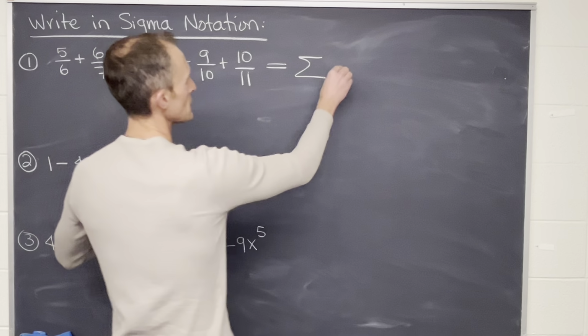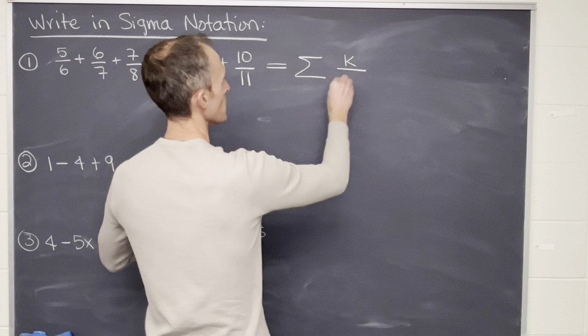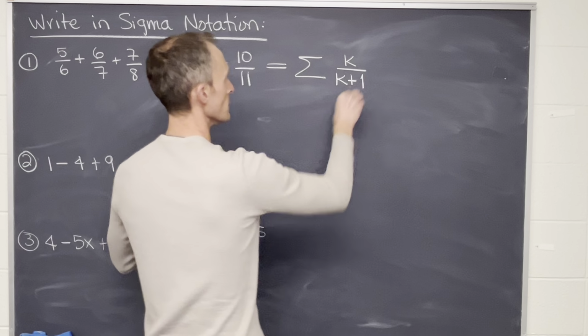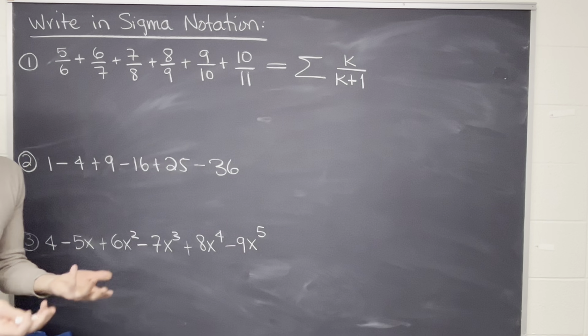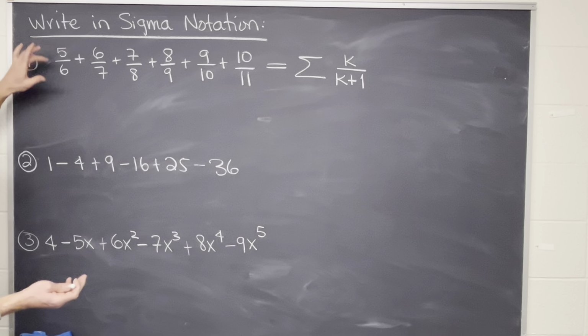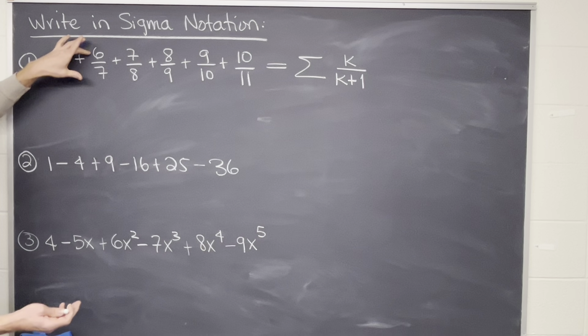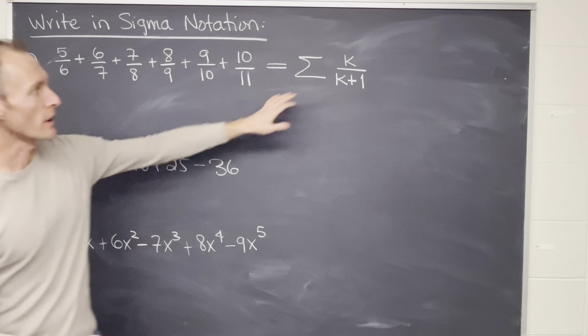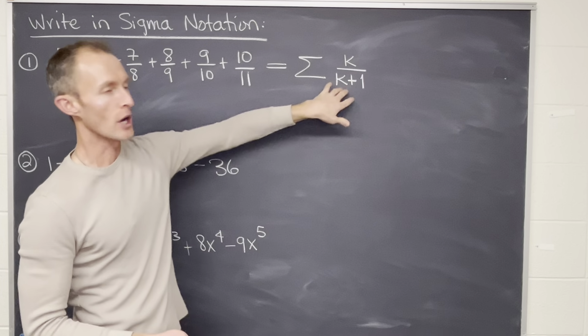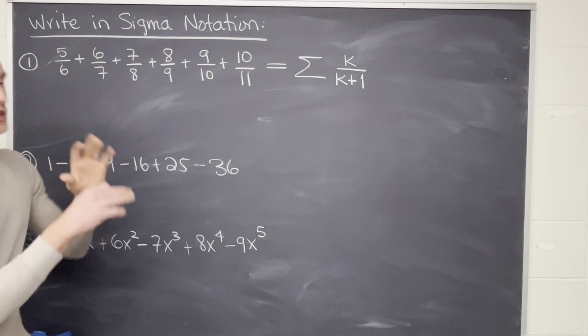So if I let this be something like k divided by k plus 1, that's kind of the right feel to it, right? The numerator's a 5, the denominator's 1 larger. The numerator's a 6, the denominator's 1 larger. So whatever the numerator is, k, the denominator is 1 larger. Okay, so let's just see if this works.